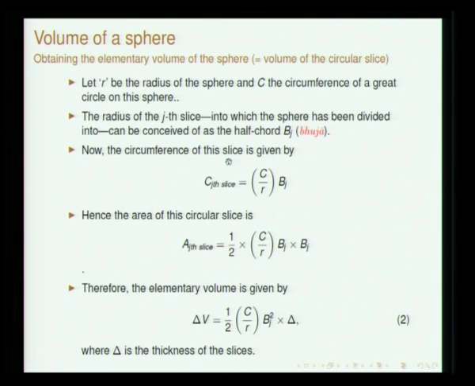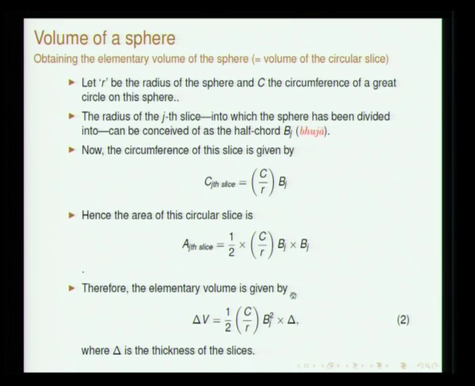So, the circumference of this slice is C by R times this bhuja, and the area of this slice is half times this into Bj. Is this clear? So, this is what the area of the slice is. Then the elementary volume is obtained by simply multiplying this area into the thickness of it.